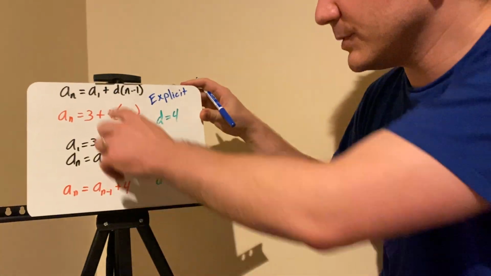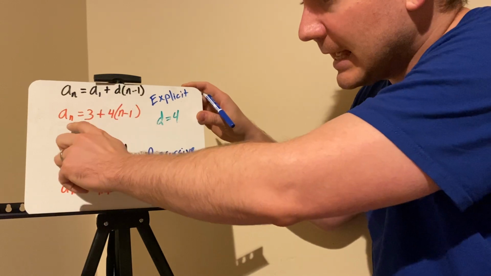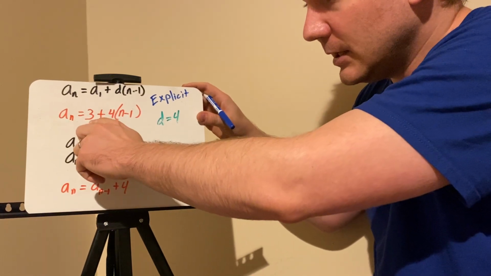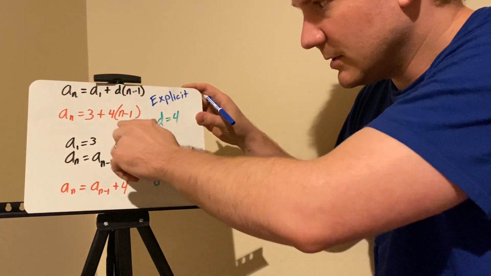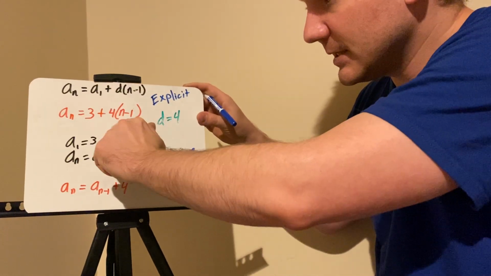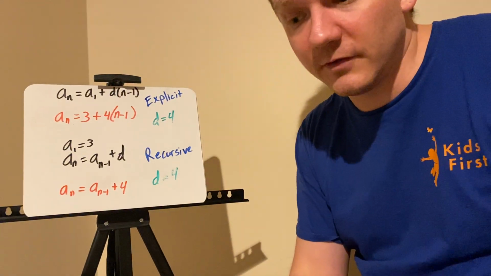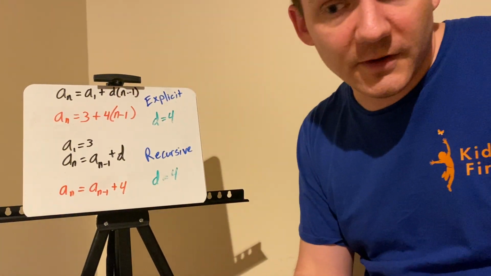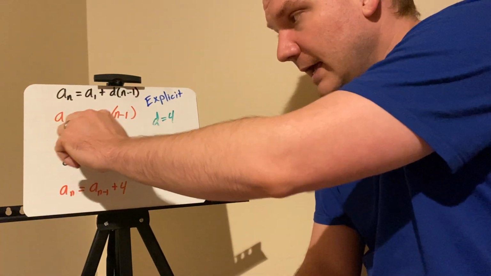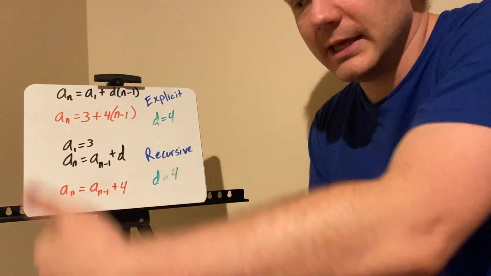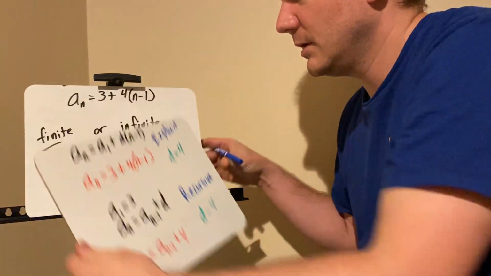The clear explicit function uses that formula we were using for arithmetic sequences. You'd say a sub n equals 3 plus 4, the difference, times n minus 1. And that's what we used in the previous one to find the 100th term. You could find the 100th, the 300th, the 150th, the 72nd, whatever term you want to find. Just plug that in for n here and here, and it will tell you in that sequence what it is. Again, that's the difference between explicit and recursive.